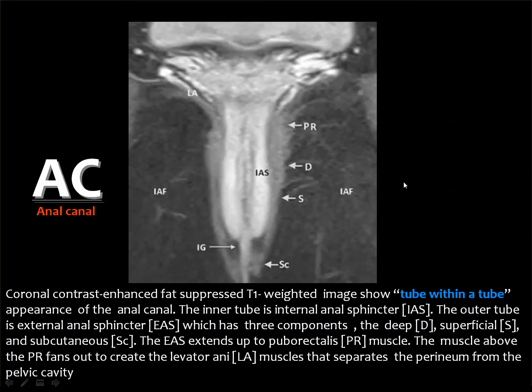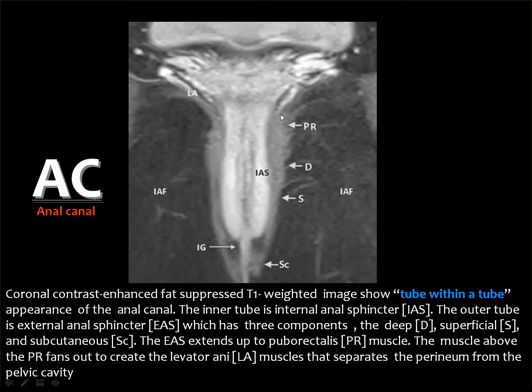Once more, this is the same tube within a tube. This is the coronal post-contrast fat saturated image for the anal region. You see the anal canal, you see the internal anal sphincter, and you see the external anal sphincter.